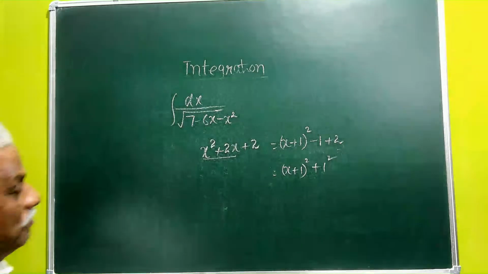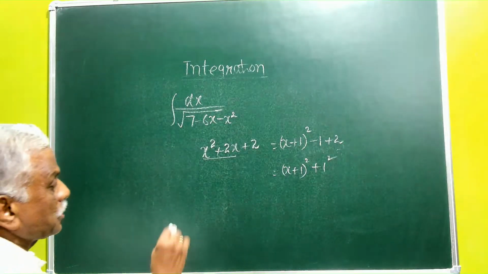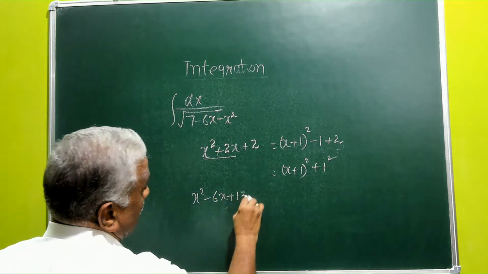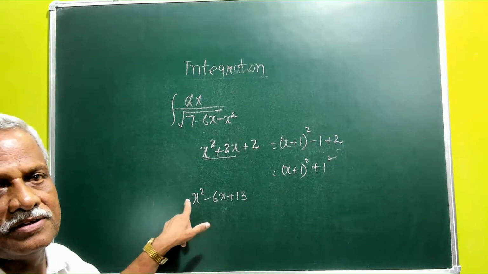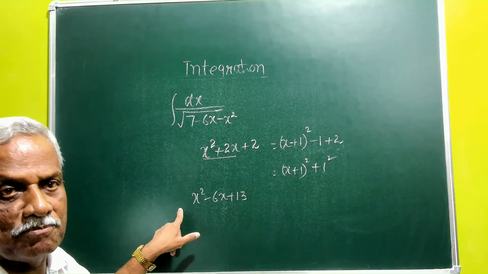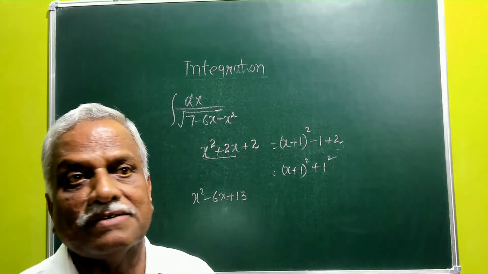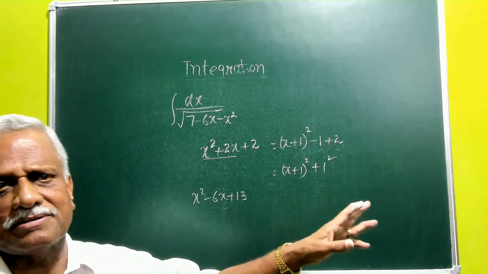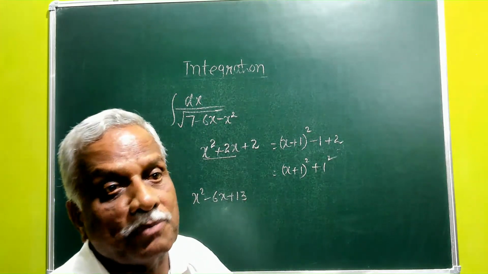Sometimes they give a problem like x square minus 6x plus 13. Normally in the CET, they won't give a number which is not a perfect square. Supposing it is given also, I'll tell you how to work it out. That takes more time. But the examiners are very cautious, they see that it is not possible to work within the time.